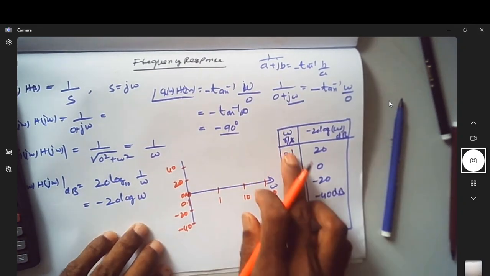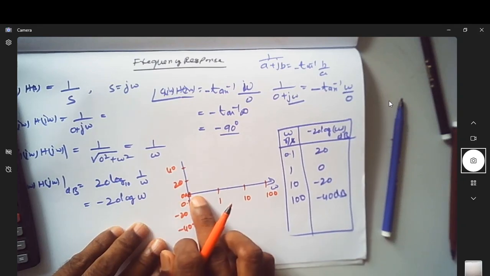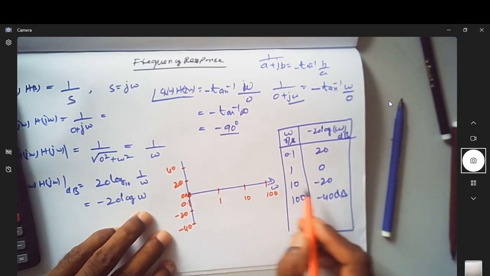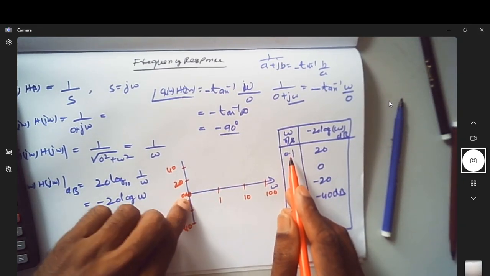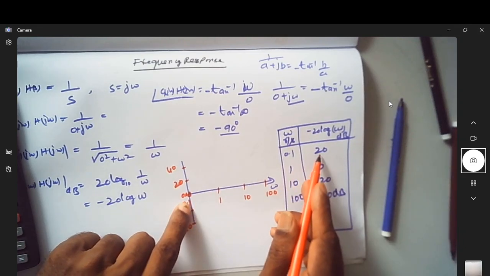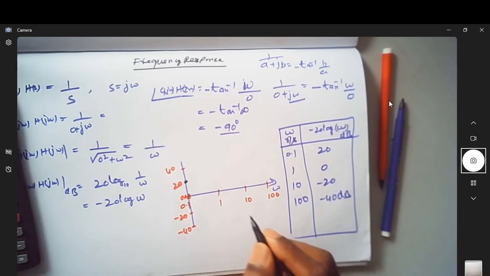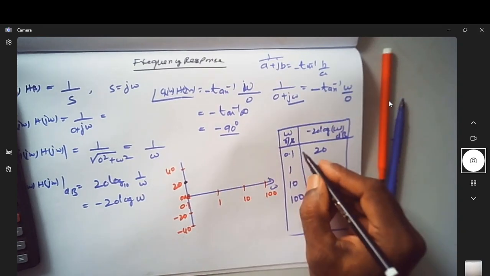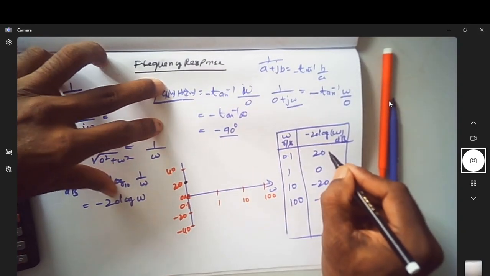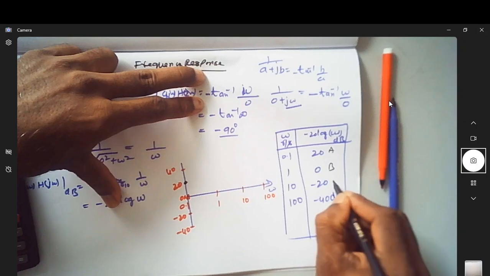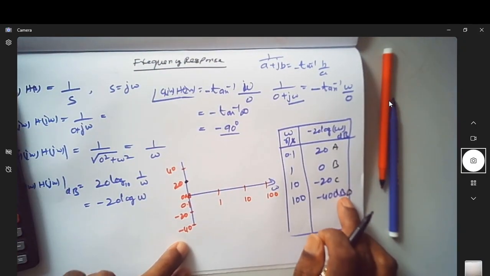Now let us mark against the frequency what is the magnitude. You note the frequency is 0.1 here. So this is 0.1. The corresponding magnitude is 20 dB. So let me point out this is point A. So if I say this as point A, B, C, D. So this is A, B, C, D.